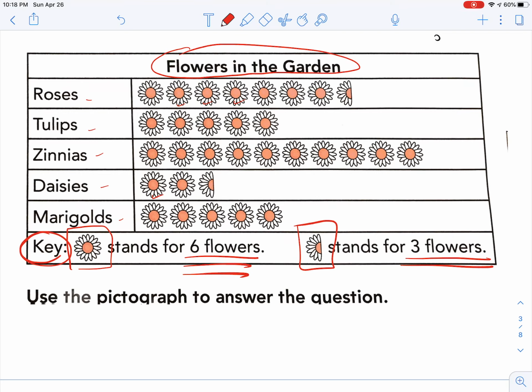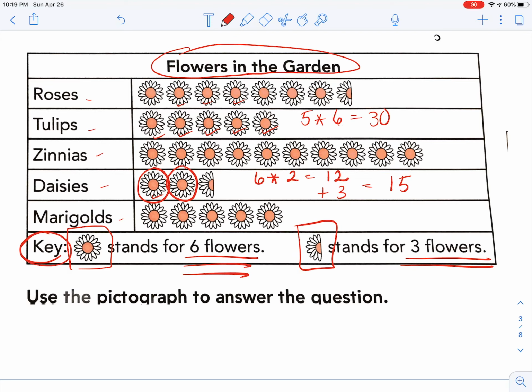So if I wanted to know how many tulips there were, 1, 2, 3, 4, 5 full flowers. Each one represents 6. So 5 times 6, there would be a total of 30 tulips. If I wanted to know how many daisies, I have 2 full flowers. So that's 6 times 2, which is 12. And a half a flower is 3. So there's a total of 15 flowers.